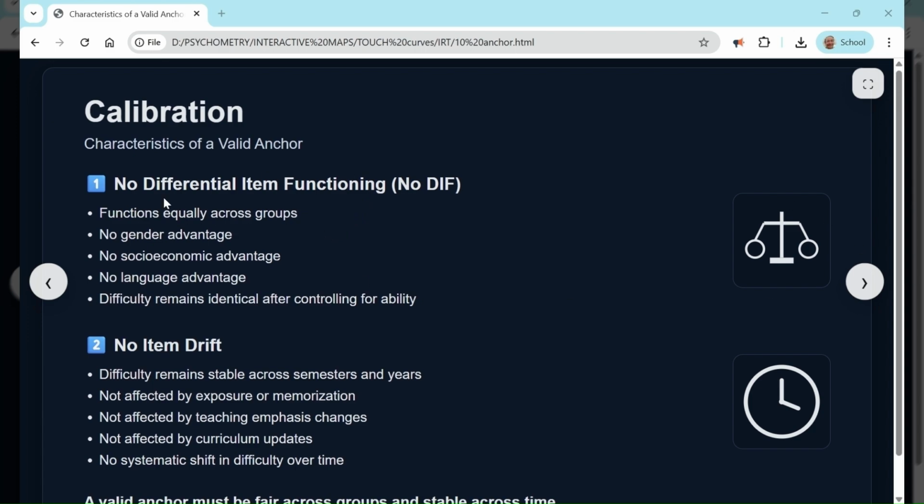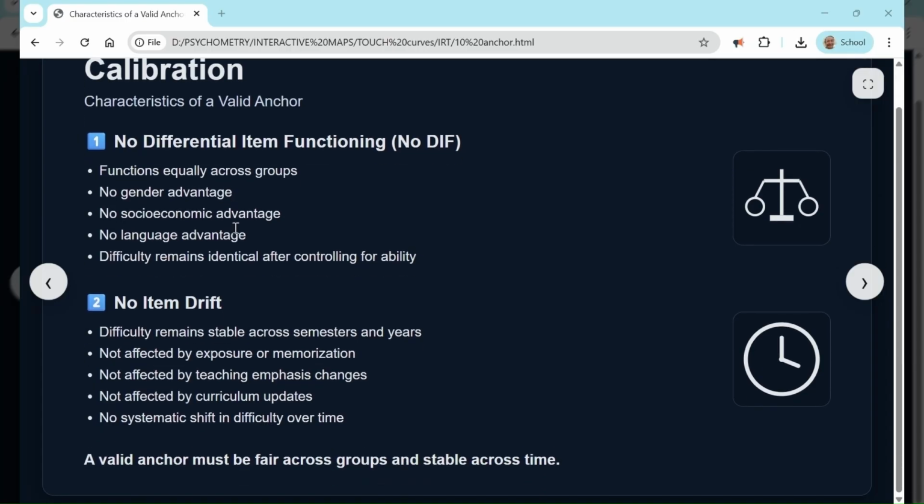So they must function equally across groups. There's no differential item functioning, no gender advantage, no socioeconomic advantage, no language advantage. Across these groups, gender, socioeconomic, language, difficulty remains identical after controlling for ability. So this is important, right?